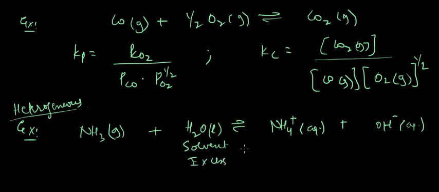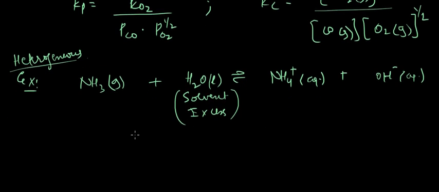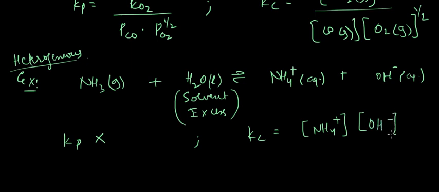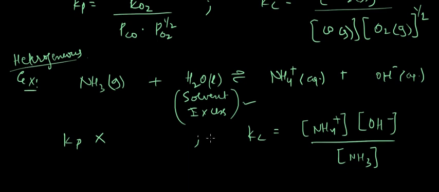Kp won't be defined for this case, as there is no gaseous phase on the product side, hence Kp is not defined, and Kc would be the concentration of NH4+ times the concentration of OH- divided by the concentration of NH3(g). We won't be taking the solvent into consideration as it is present in excess quantities.